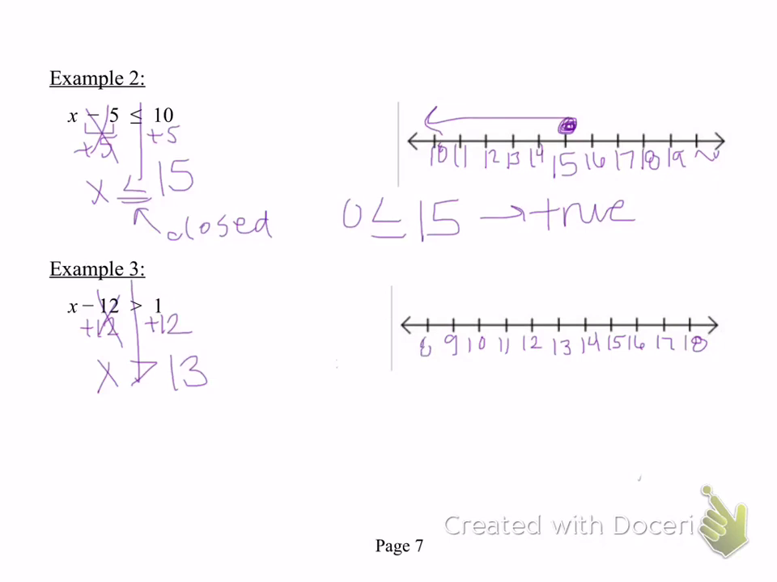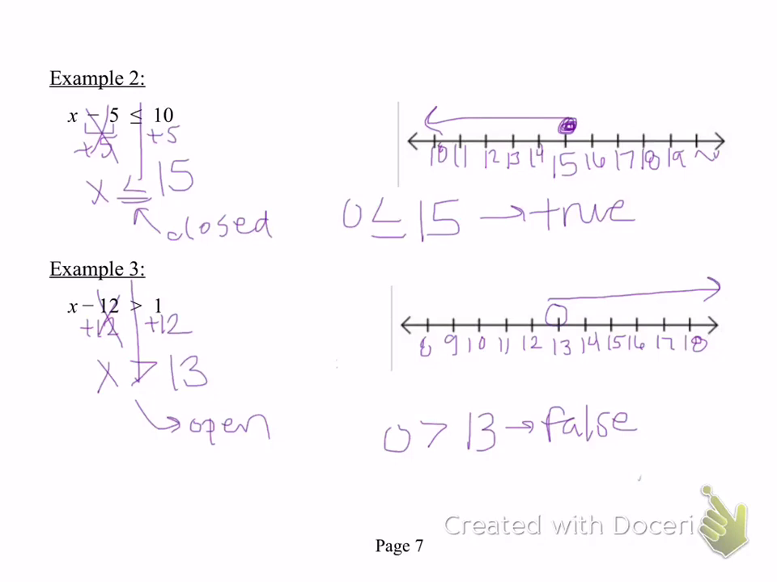So now we're going to have our open circle. So open at 13. And now you have to figure out which direction it goes. So you have 0 is greater than 13. Well, that's false. So your arrow is going to point away from 0. So it's going to include the numbers that are bigger than 13. So that's 14, 15, 16, 17, 18, 19, 20, and so on.